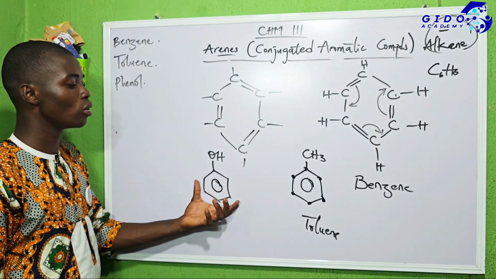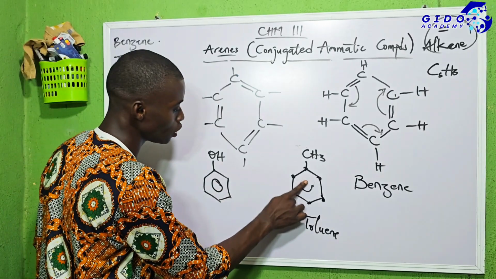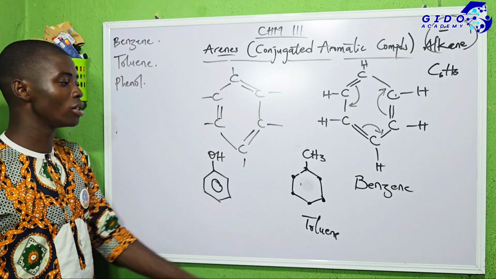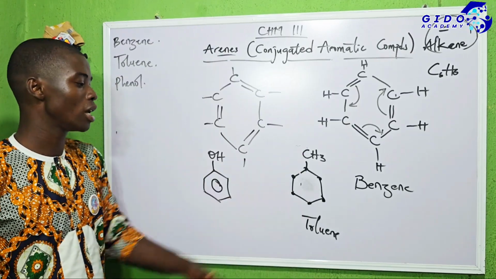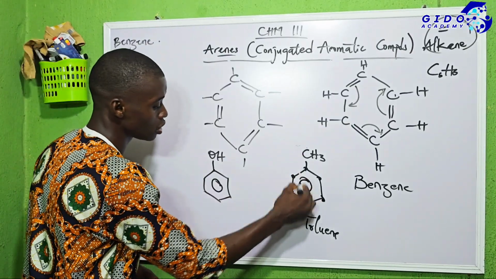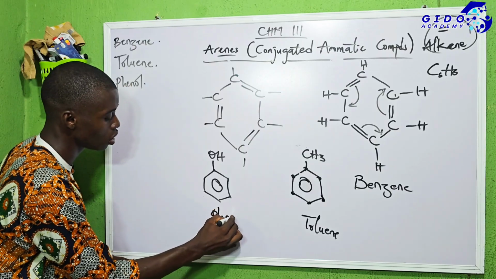This compound is called phenol. But if this CH3 is not here, if this O is not here, it is called methylcyclohexane. But as long as this O is here, it is called what? Toluene, and here is called what? Phenol.